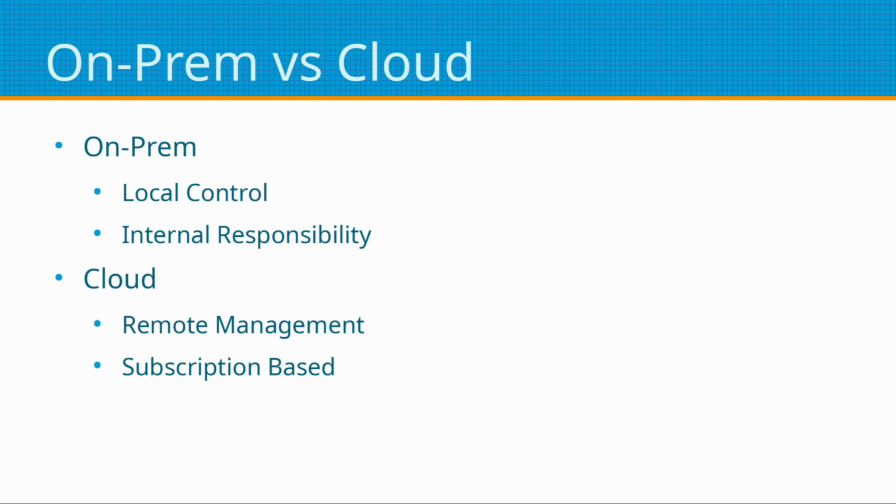When we talk about access control systems, we'll talk about on-premises versus cloud. So on-prem systems are just what it sounds like. Everything is there locally. It's great because you have local control. All your servers are there, but it also means that you have the internal responsibility of maintaining those servers, maintaining that data, maintaining that hardware.